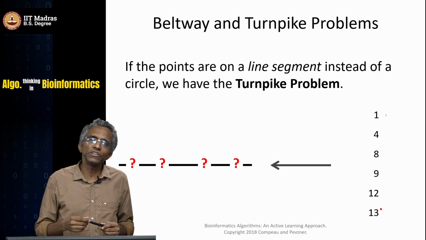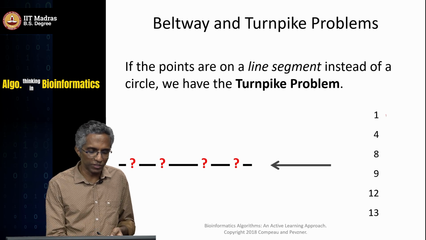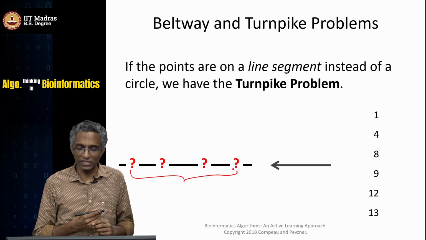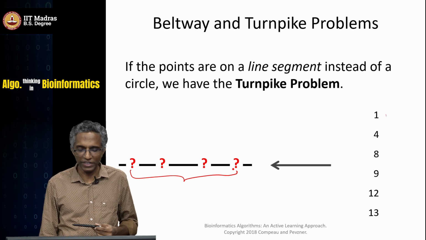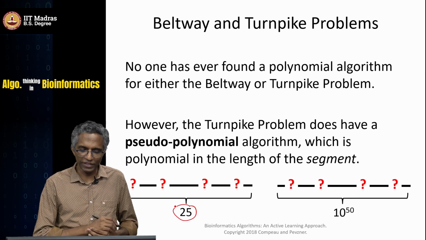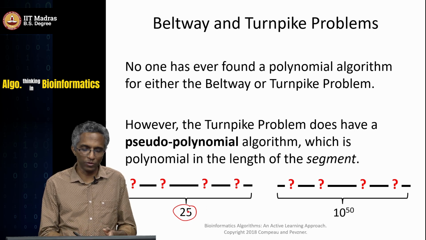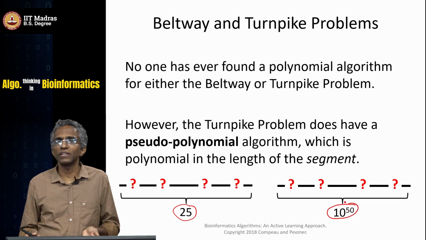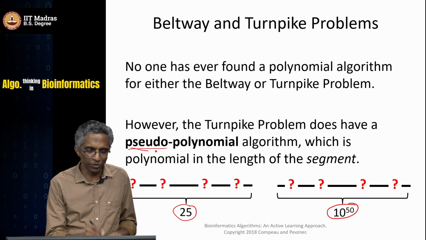Interestingly, for the Turnpike problem, again we do not know of any efficient algorithms, but it admits a pseudo polynomial time algorithm, meaning that it is an algorithm that is polynomial in the maximum length between any two cities, the length of this line segment, but it is not polynomial in the input size expressed in terms of bits, right. What it means in practice is that if the maximum length is some small number like 25, it will run in polynomial time in 25, but if the maximum distance between cities is 10 to the power 50, it will run in polynomial time in 10 to the power 50, not in 50. So, that is what a pseudo polynomial time algorithm means.